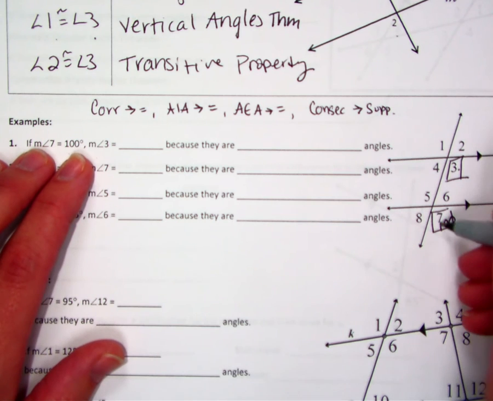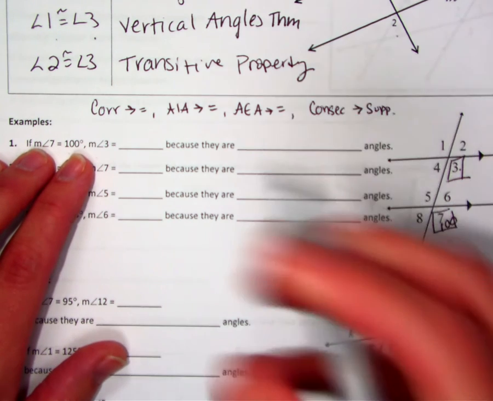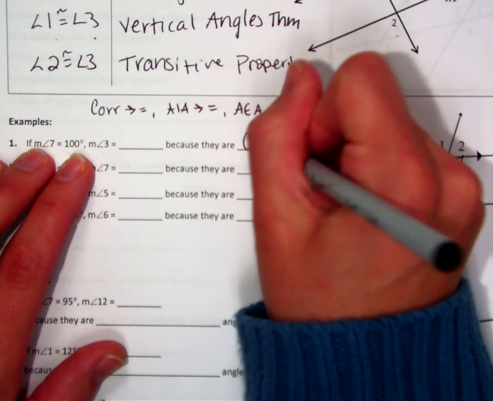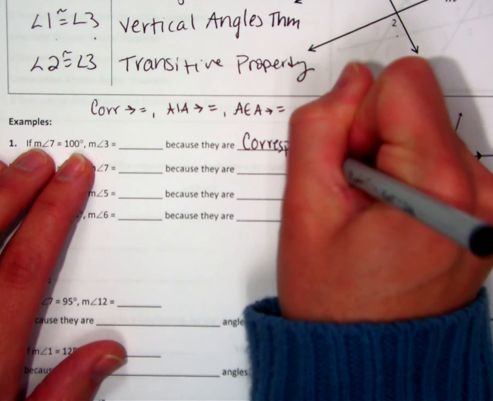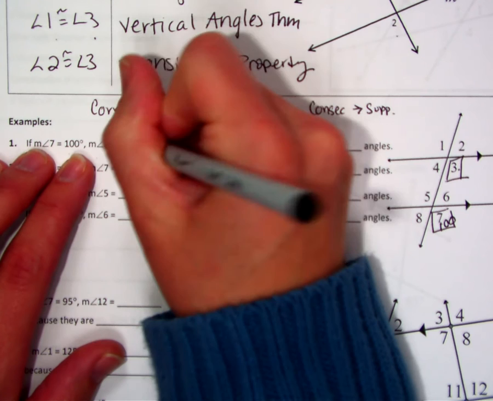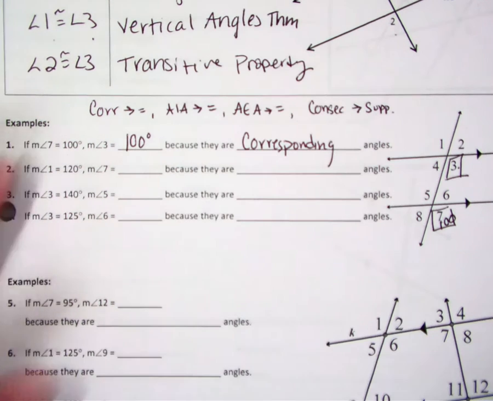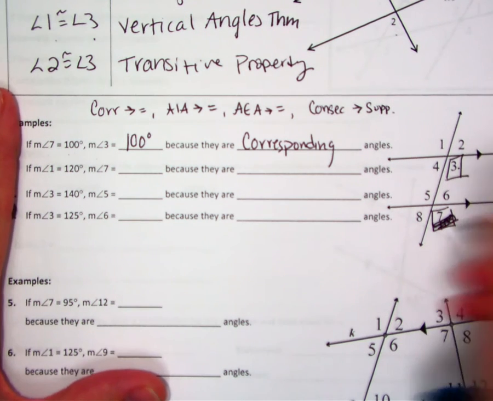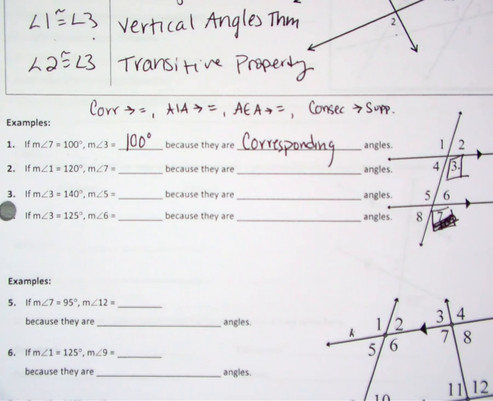7 and 3 are corresponding. So if those are corresponding angles, they would be the same measure, 100 degrees. Don't forget the degree measure because the Go Formative will count it wrong if you don't put the degree measure on there. Number 2. So I just said that angle 7 was 100, but now it's not. So when you move to the next problem, that number 100 goes away and we restart over with a different angle measure.